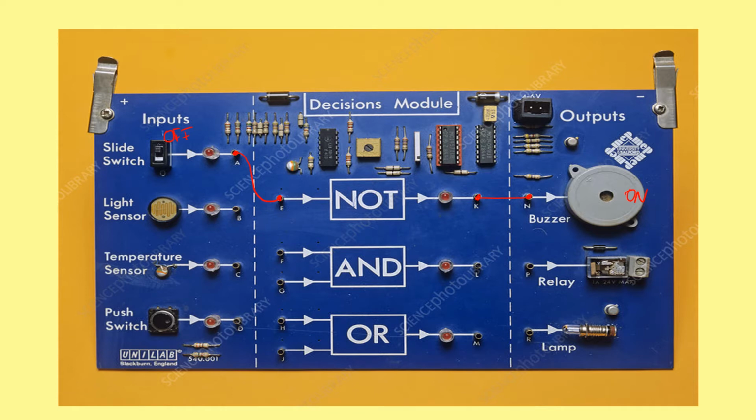So basically a NOT gate does whatever the opposite is happening with the input. If the input is off, the output is on. If the input is on, the output is off.